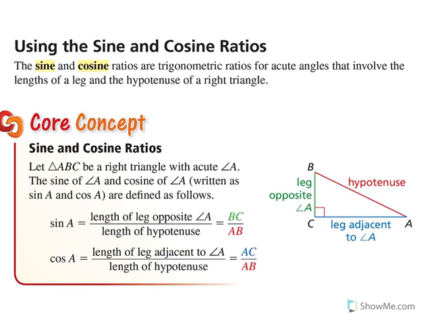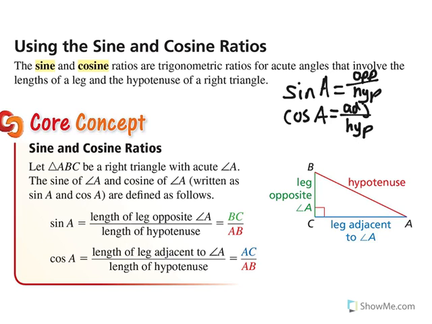And so as we start to think about all these, the sine of an angle is equal to your opposite over hypotenuse. Cosine of an angle is equal to your adjacent over hypotenuse. And then tangent of an angle is equal to your opposite over adjacent.